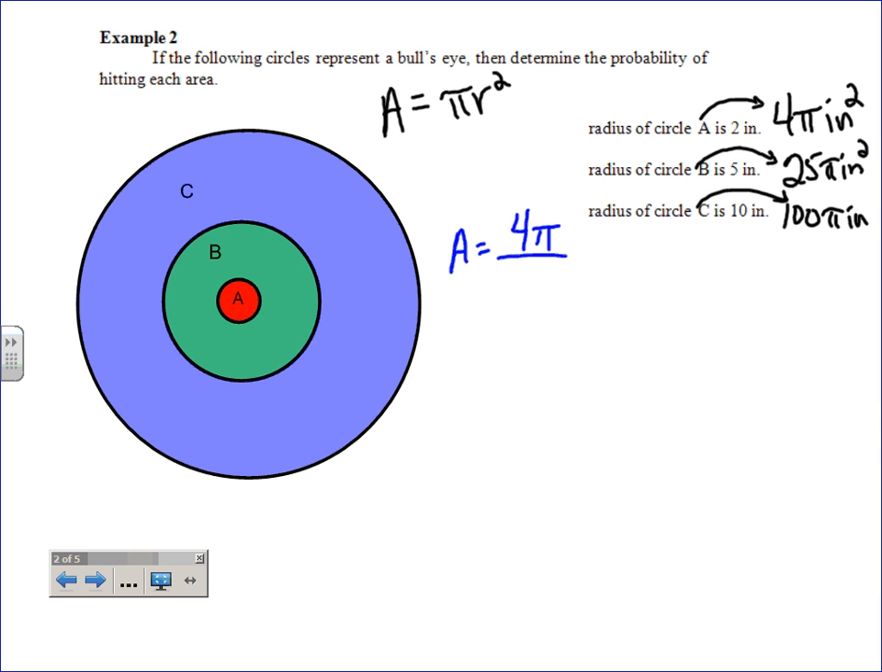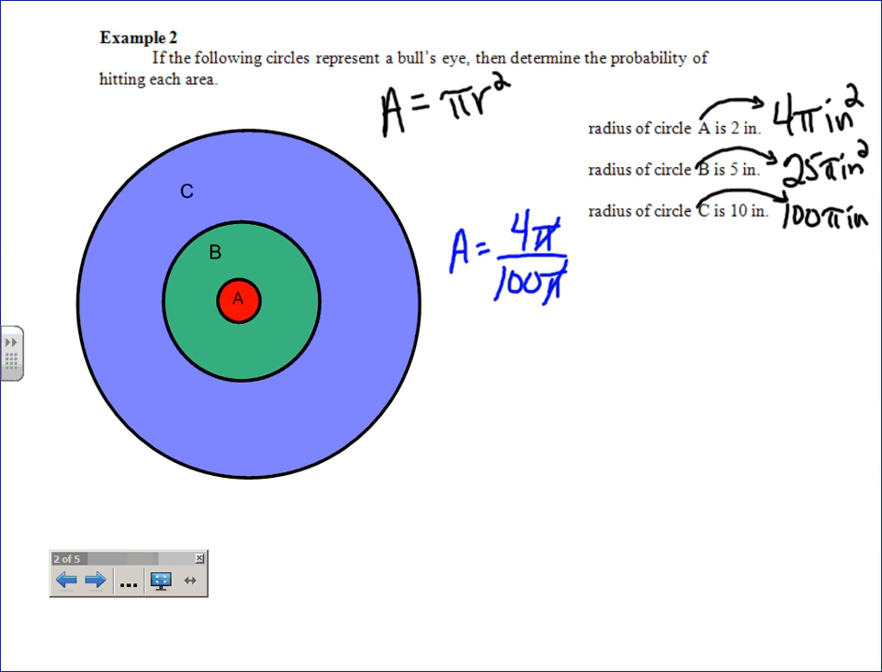What's the area of the entire target? That's pretty much what circle C is, isn't it? 100 pi. So I want to hit 4 pi out of 100 pi. Does that seem like that's going to be very probable? That's not much, is it? Now you may also notice why I left the pi in there. They cancel out now. Because I knew they were all going to have pi, and so boom, gone, and that's why I left it in there.